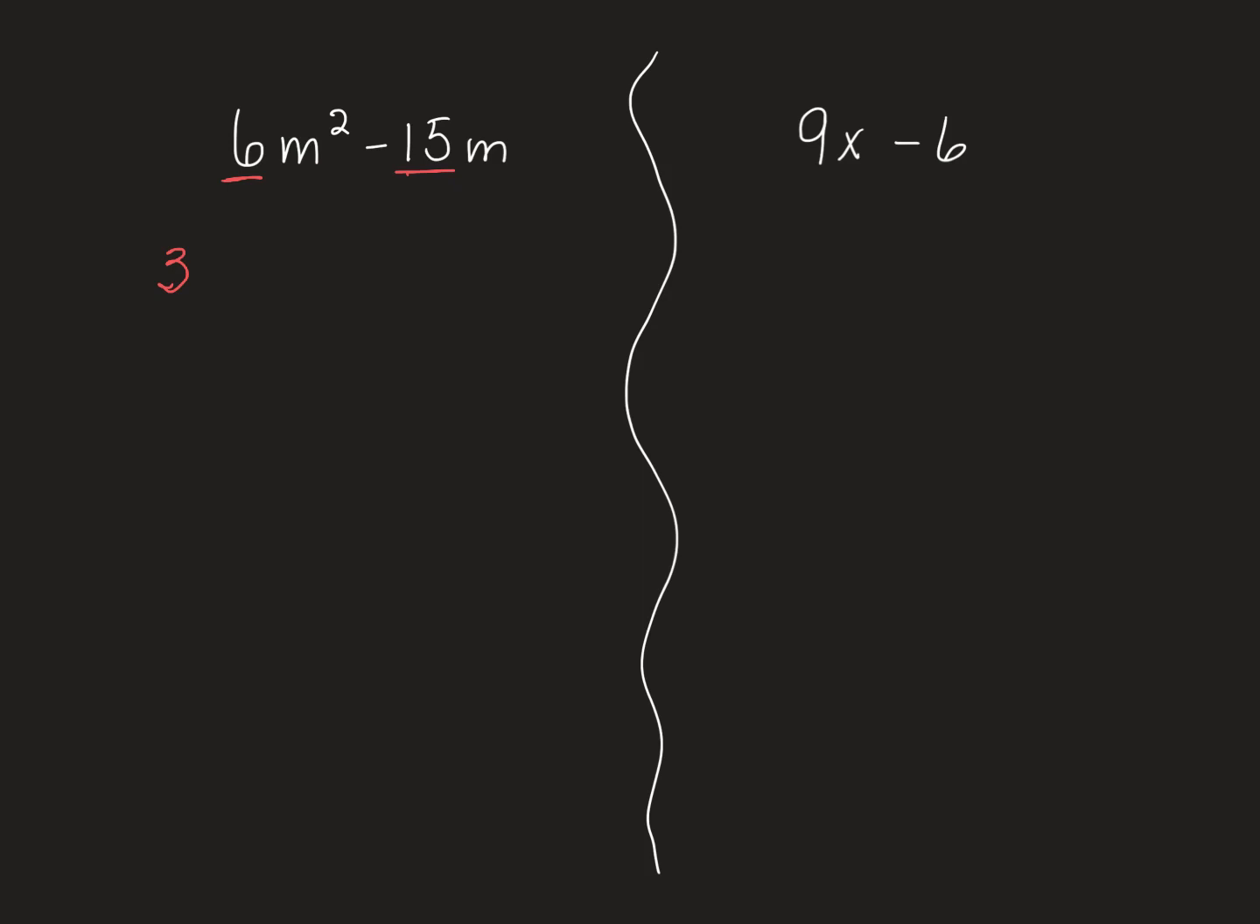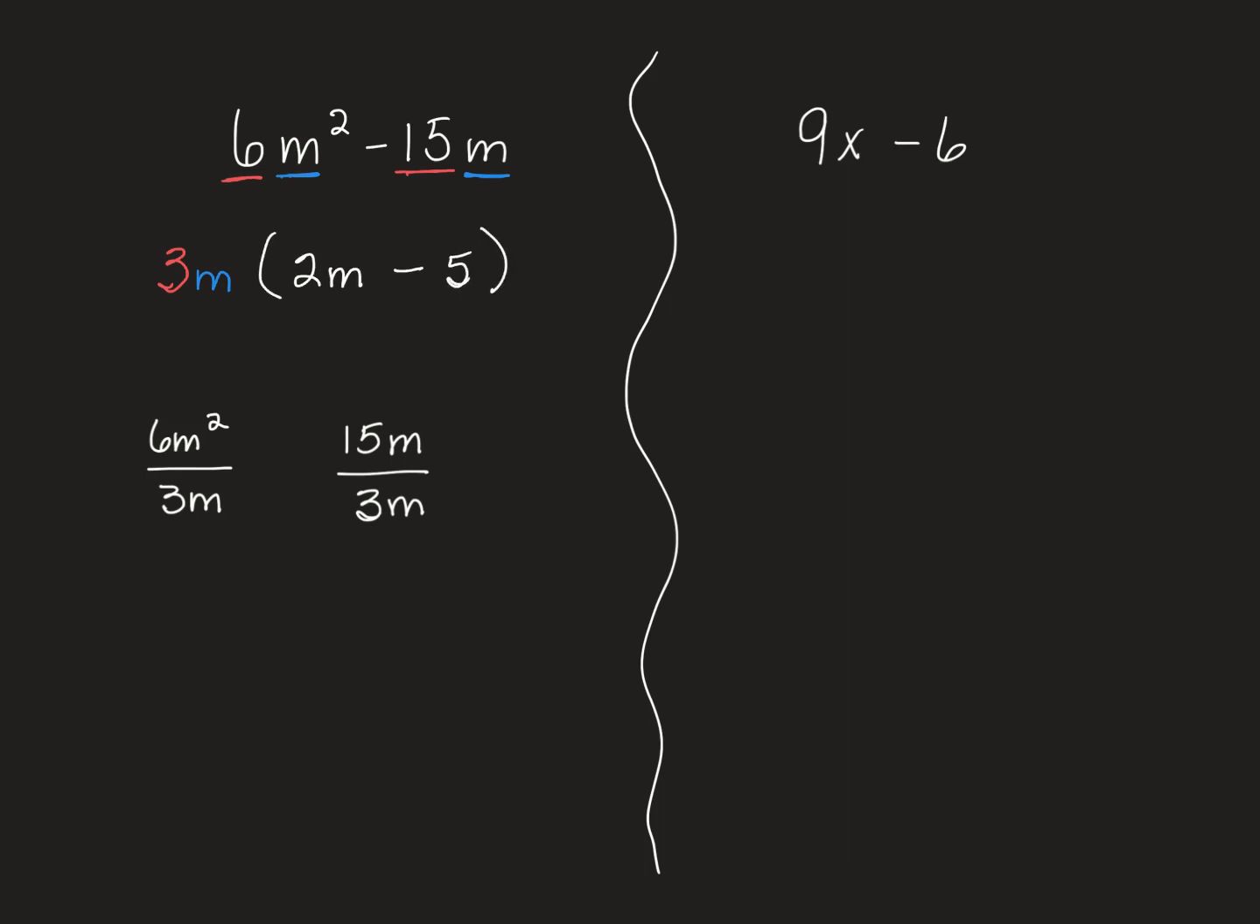Then we're going to look at my variables. That's m squared and m. And together, I can take an m out of each one of them. So now I've determined what the greatest common factor of my polynomial is. Let's take it out. So I'm going to think 6m squared divided by 3m. That gives me 2m minus, and then I'm going to think 15m divided by 3m, and I get 5.